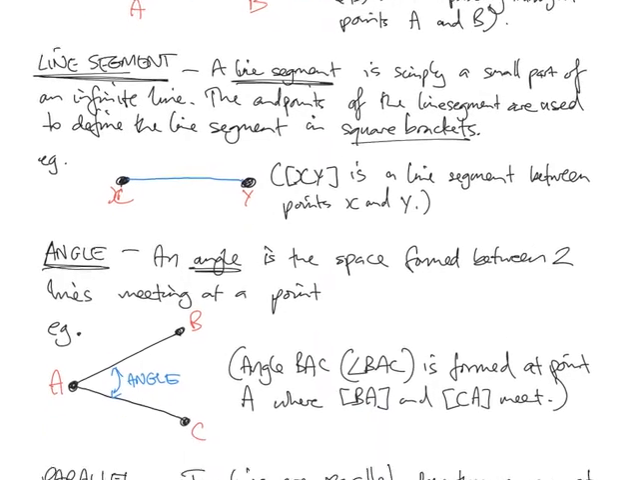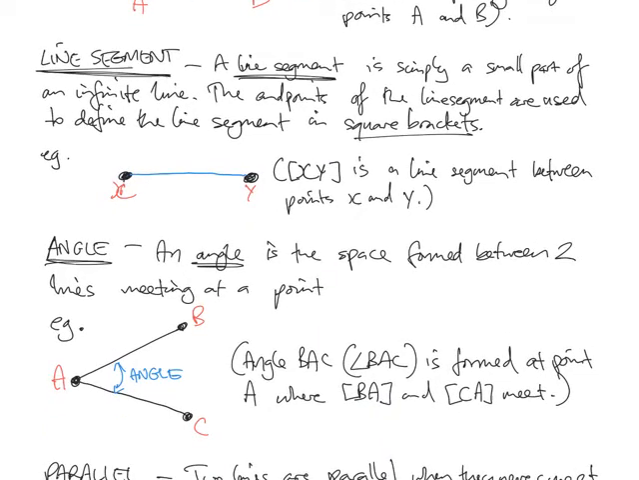Now, the idea of a line segment is basically a small part of an infinite line. So we're not talking about a line that goes on forever. Here we're only talking about part of it. It definitely stops and it definitely starts. The endpoints of the line segment are used to define the line segment, but this time in square brackets.